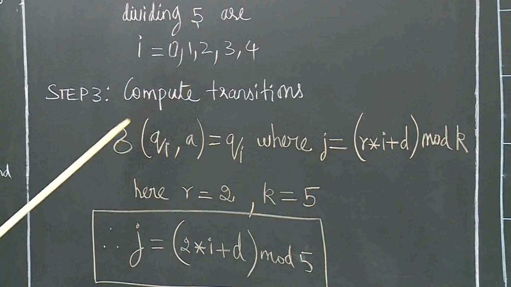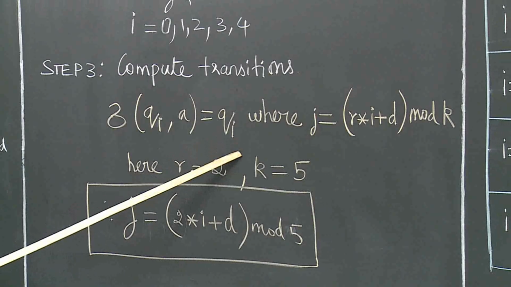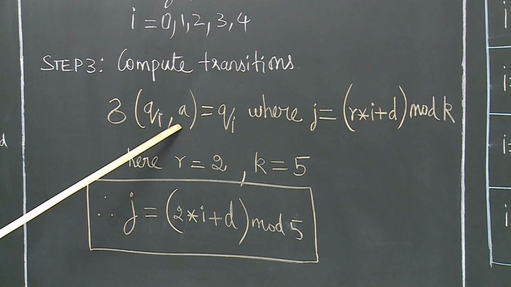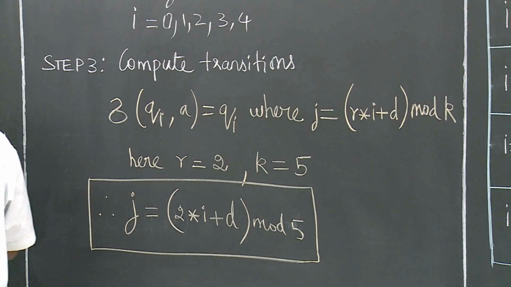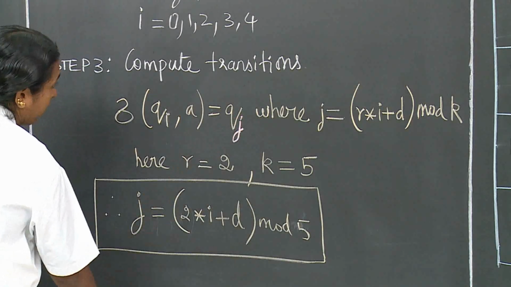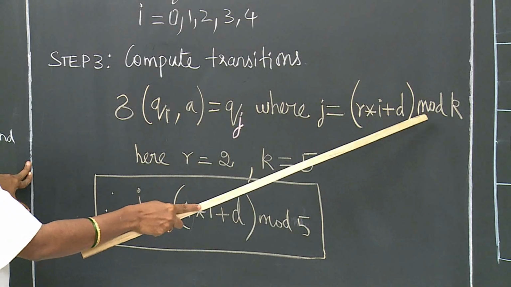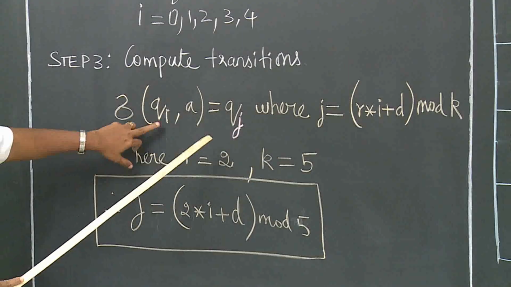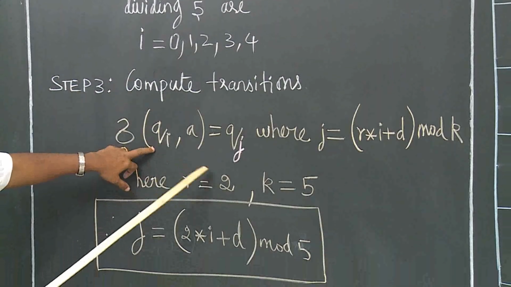For transition there is one formula, that is delta(qi, a) = qj. That is, there is a transition from qi by accepting the symbol a to the next state qj, where j equals (r into i plus d) mod k. Once again I will tell, for calculating j, we have to find i; the remainders will be considered as i. Now we have to find the value of j.